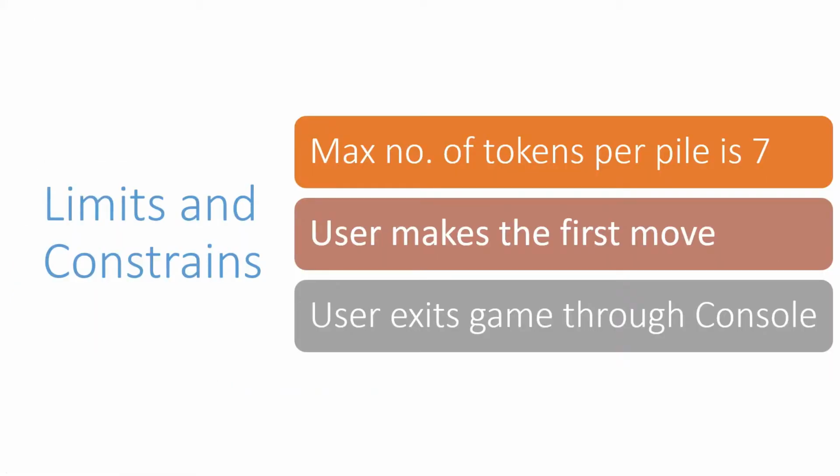Limits and constraints. So in limits, the maximum number of tokens will be 7, as binary conversion is only 3 figures long. User makes the first move. This is hard-coded into the program. And to exit the game, the only way is to close the terminal. There's no option to select close or enter close to exit the game.